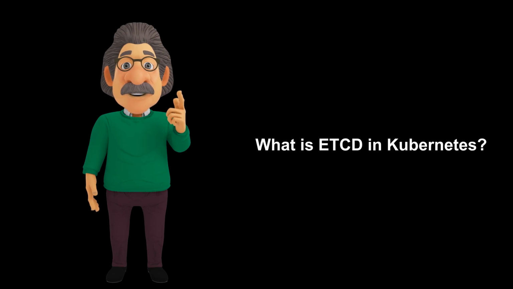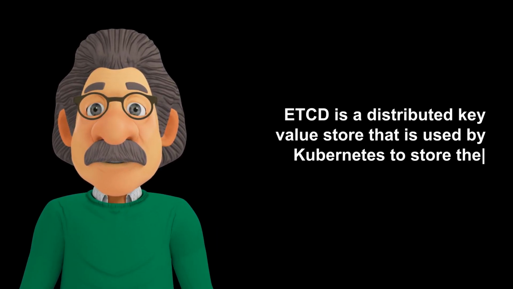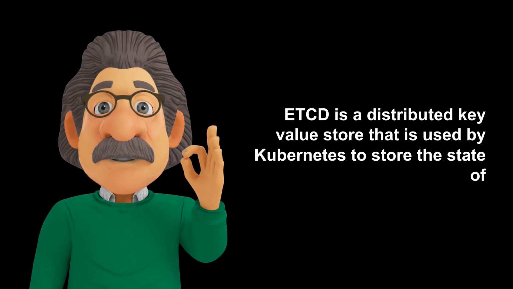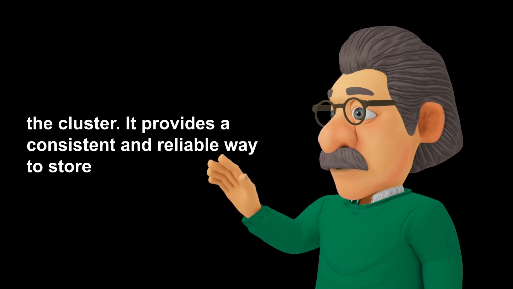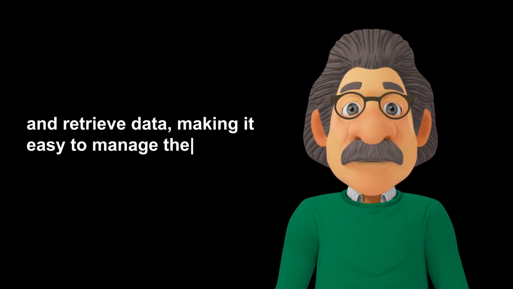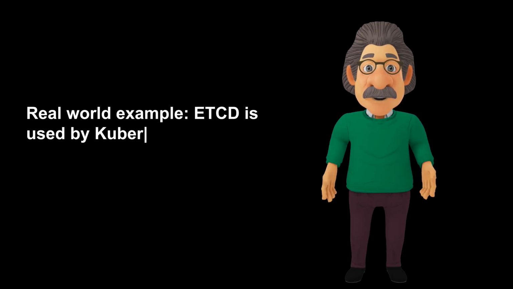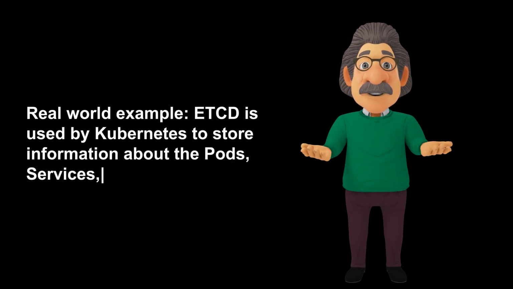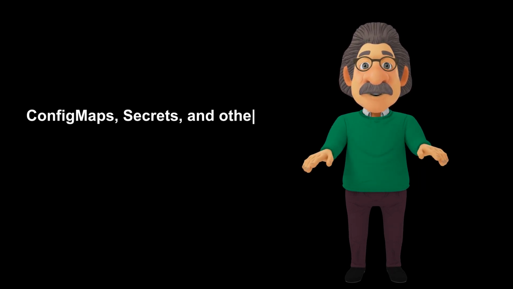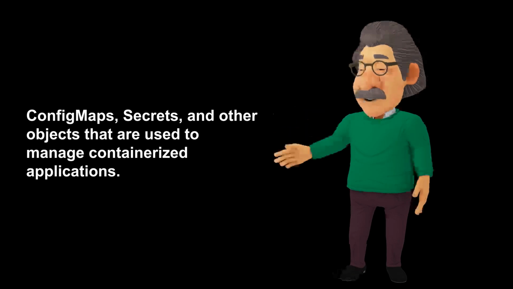What is etcd in Kubernetes? Etcd is a distributed key-value store that is used by Kubernetes to store the state of the cluster. It provides a consistent and reliable way to store and retrieve data, making it easy to manage the state of the cluster. Real-world example: etcd is used by Kubernetes to store information about the pods, services, config maps, secrets, and other objects that are used to manage containerized applications.